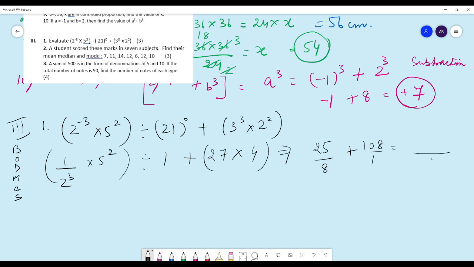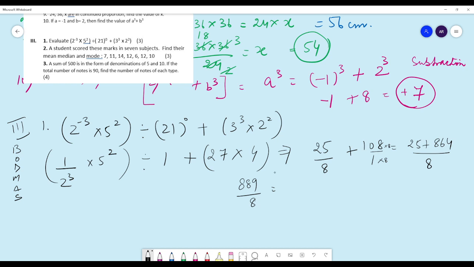So LCM over here is 8. Now here it is already 8, so we will put this up as 25. And this is 1, so this needs to be converted into 8. So to convert it into 8, we will multiply it with 8, and over here also 8. So we get 864 over here. So what you get over here is 889 by 8, and that would be a solution.